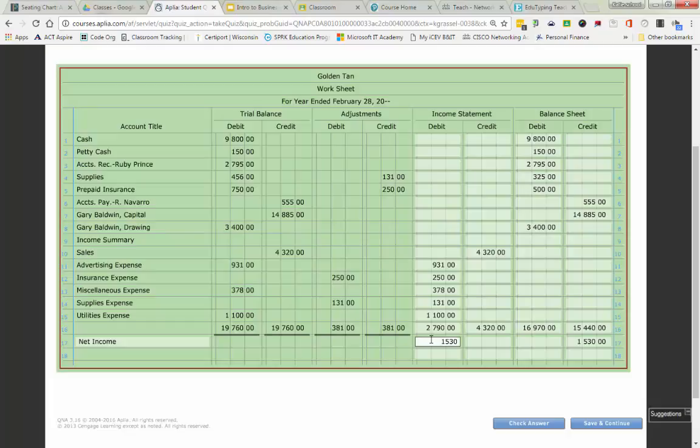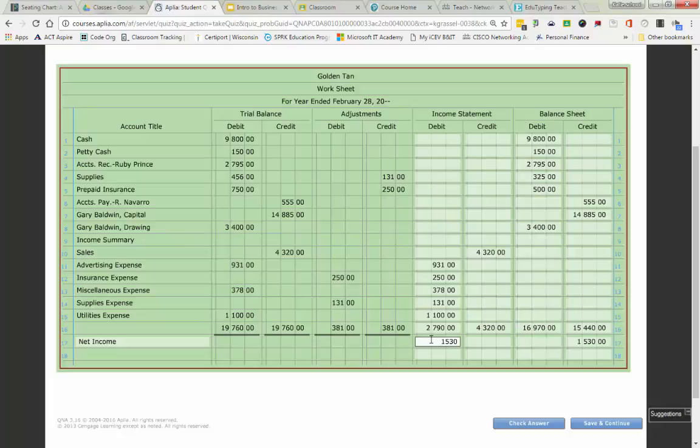The other way to remember where it goes is we now need to add down to get our debits and credits equal. If I take 1,530 plus 2,790, what does it give me, Kendra? 4,320. That makes my income statement equal. The testing point is when I take 1,530 here and I add to it 15,440, what should it equal? There's 16,970. If it doesn't, I have made a math mistake somewhere or I have not gone through and calculated my adjustments correctly.